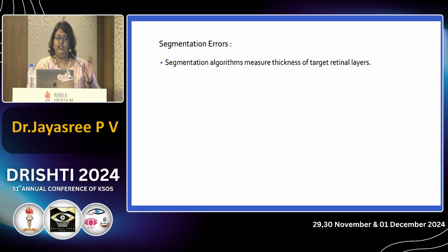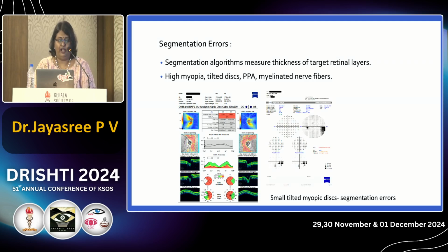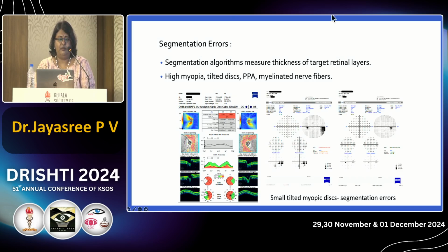Segmentation errors. When the system algorithm measures the thickness of the target retinal layers, and if a problem happens in measuring the thickness of the layers, as in high myopia, tilting of the disc, peripapillary atrophy, or myelinated nerve fibers, then again errors happen and the red areas are highlighted. Here again there is no disease. How could I see that there is no disease? Because especially in the right eye every area is red here, but the HFA is normal.